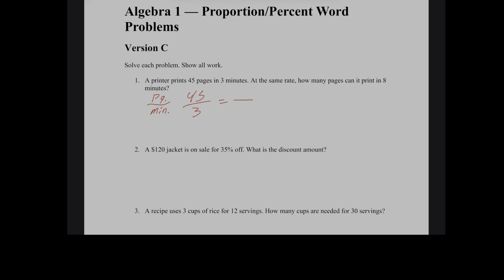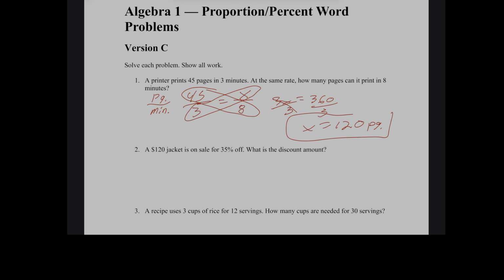So on the second one, at the same rate, how many pages can it print in 8 minutes? Well, they gave me minutes, so I have to keep 8 on the minute side, which is the bottom, and I have to keep X on the pages side, which is the top. And my answer will be something pages. Okay, so if I cross multiply, I get 3X equals whatever 8 times 45 is, and I can tell you right now that that's going to be 360. And when I divide everybody by 3, I get a nice pretty number. X equals 120. 120 what? 120 pages. And that, my friends, is a proportion problem.